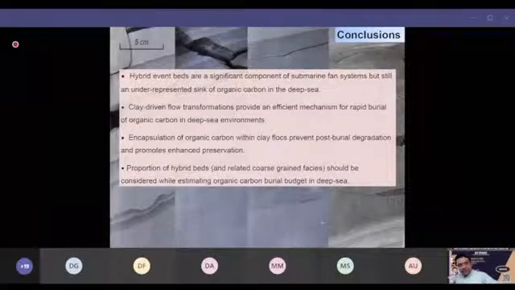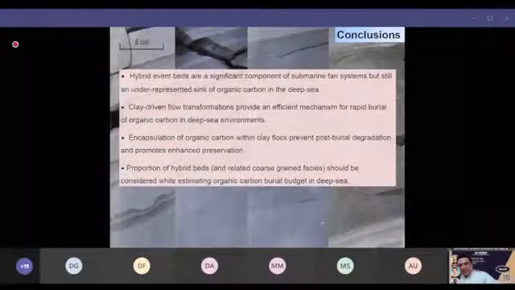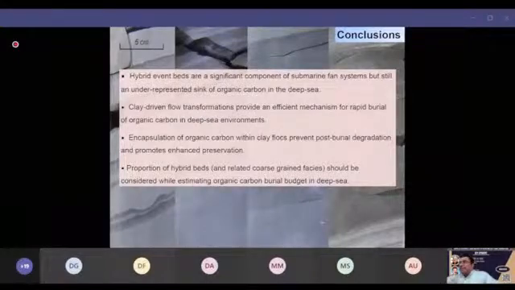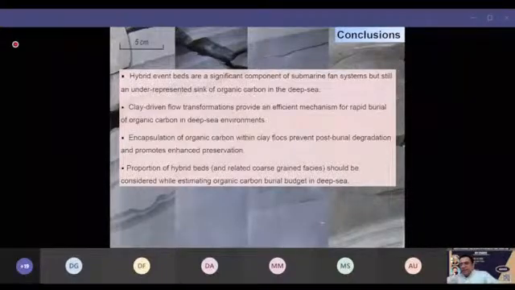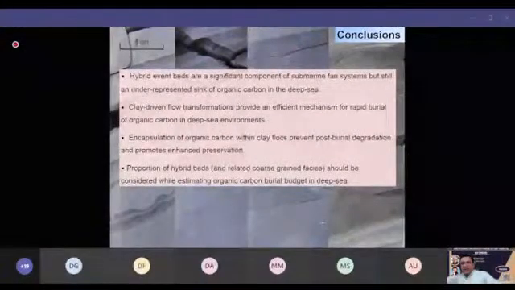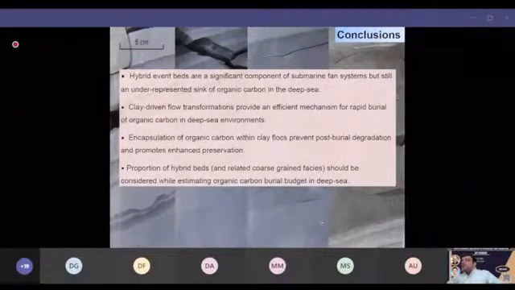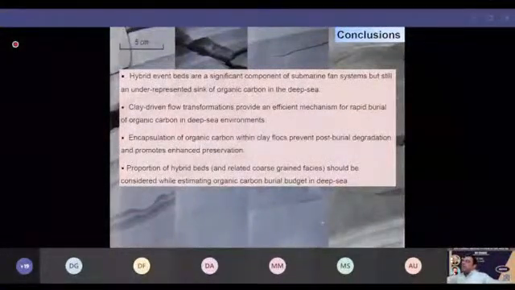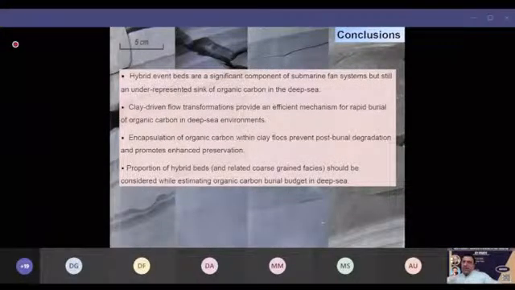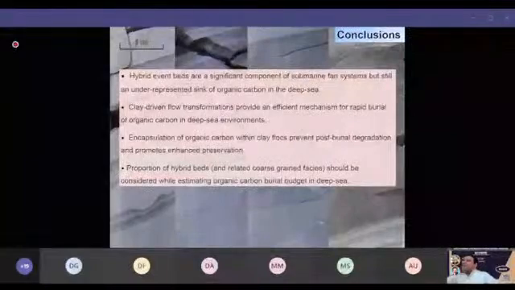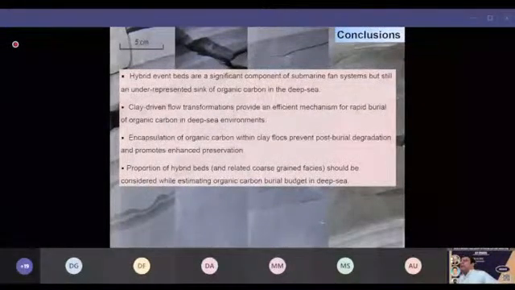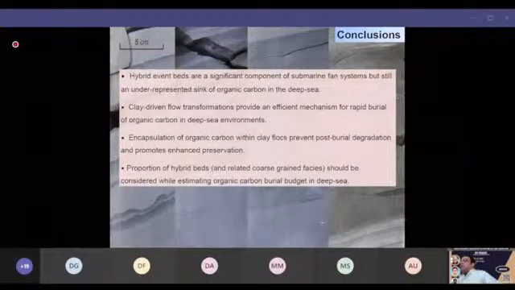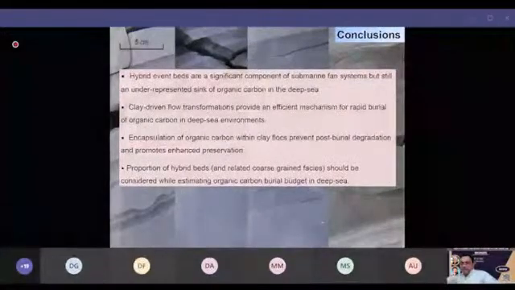So just a short conclusion. Hybrid event beds are a significant component of submarine fan systems, but still a very underrepresented sink of organic carbon in the deep sea. Clay-driven flow transformation provides an efficient mechanism for rapid burial of organic carbon in the deep sea environment, and clay can also encapsulate significant quantities of organic matter and provide post-burial protection. So the main takeaway is that the proportion of hybrid event beds in the deep water system should be considered while we are estimating global carbon burial budgets in deep sea fan systems.